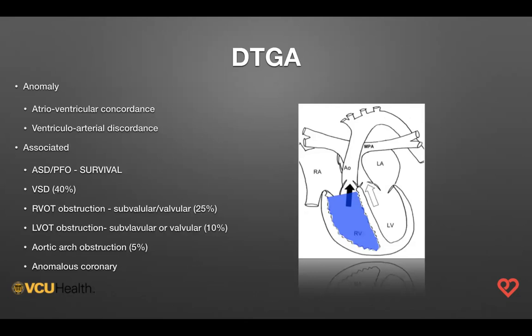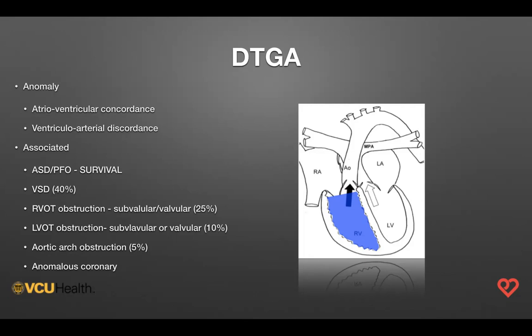What is it associated with? ASD, PFO, very common. It's actually needed for survival when you are born. Often patients undergo a septostomy in the first few hours of life. There's generally a VSD associated with this in 40%. There can be RV outflow tract obstruction, LV outflow tract obstruction, aortic arch obstruction, and anomalous coronary arteries.